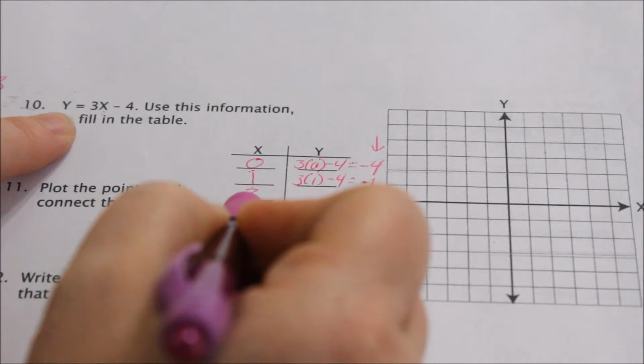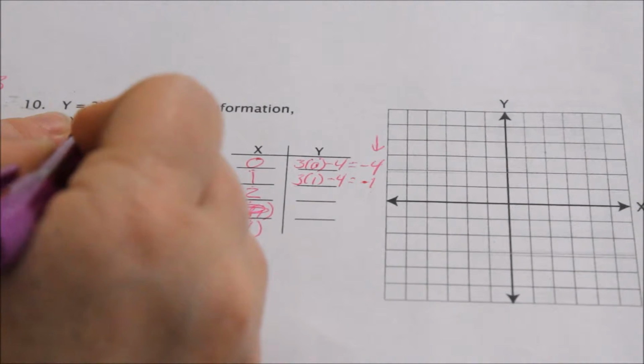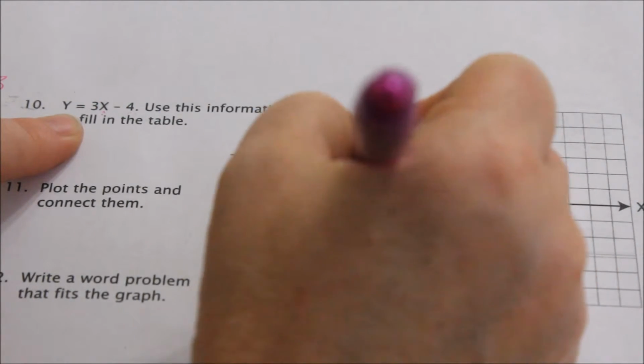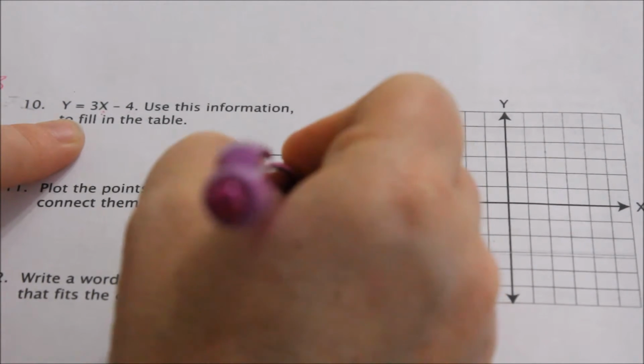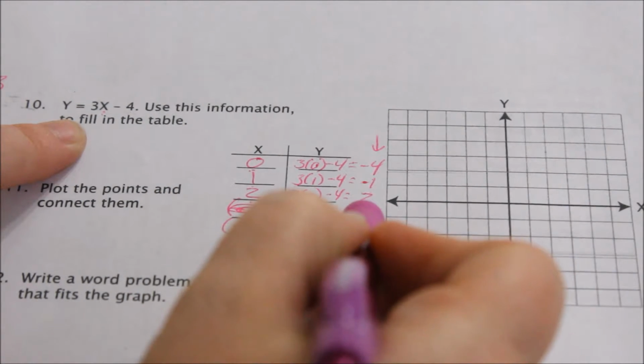Now I'm going to put in 2 for x. Putting in 2, 3 times 2 is 6. 6 minus 4 equals a positive 2. If you want to write it out, it would be 3 times 2 minus 4, and that equals a positive 2.